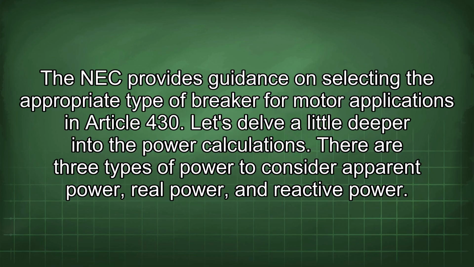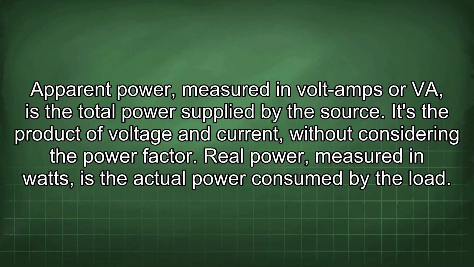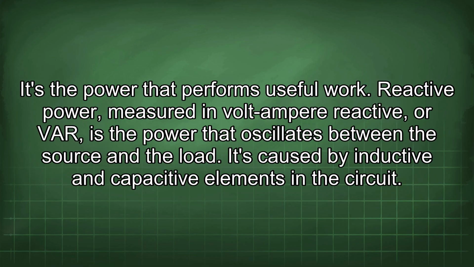Let's delve a little deeper into the power calculations. There are three types of power to consider: apparent power, real power, and reactive power. Apparent power, measured in volt-amps or VA, is the total power supplied by the source. It's the product of voltage and current, without considering the power factor. Real power, measured in watts, is the actual power consumed by the load. It's the power that performs useful work.